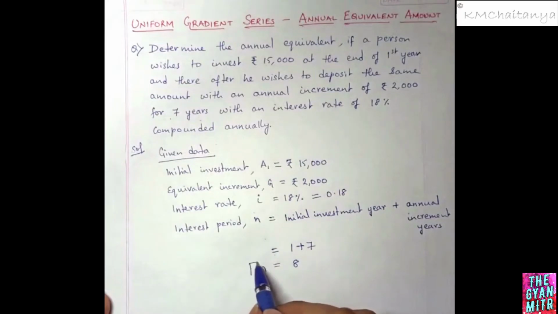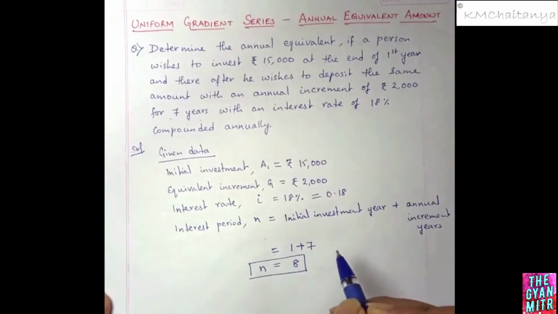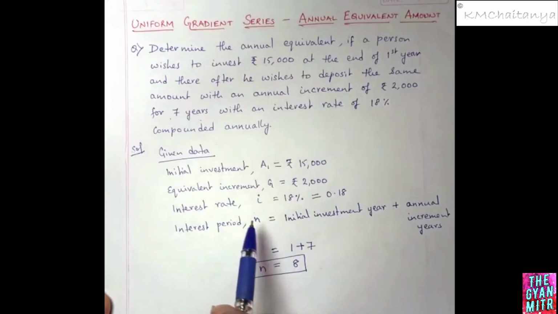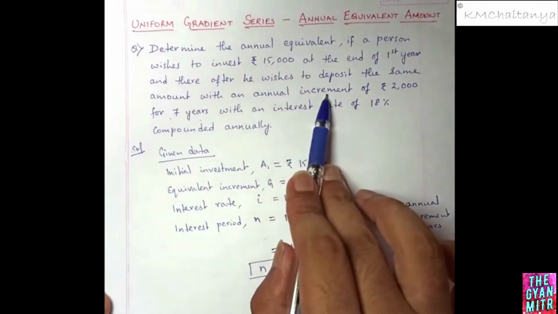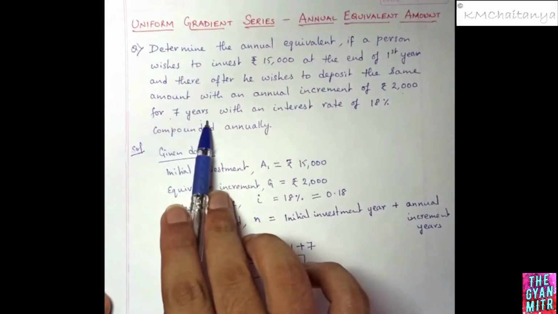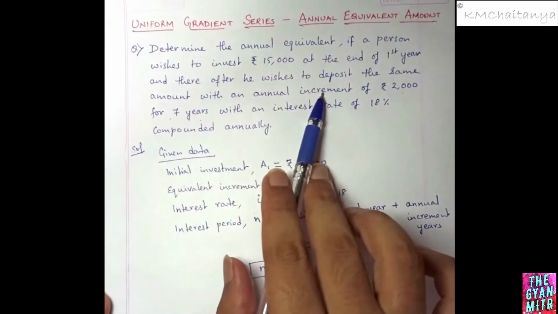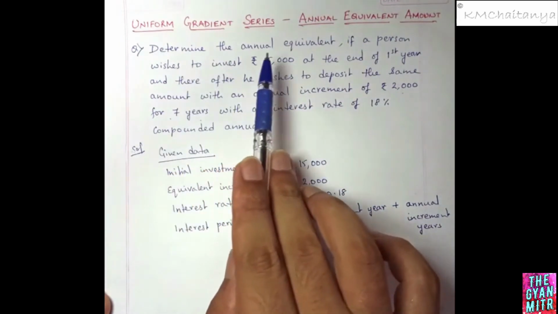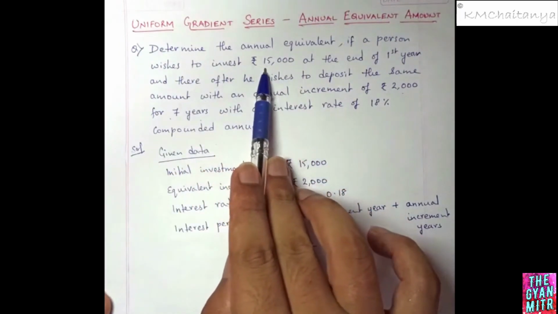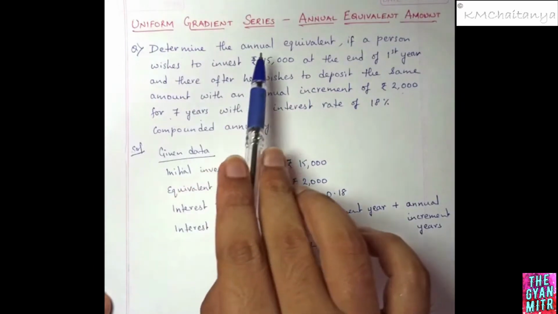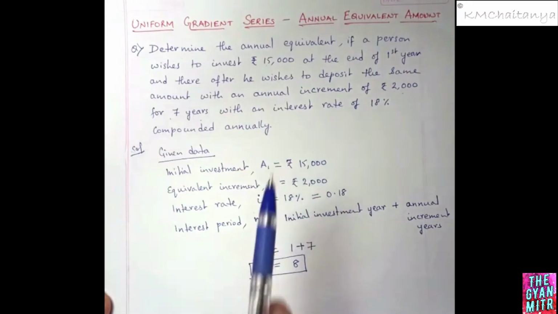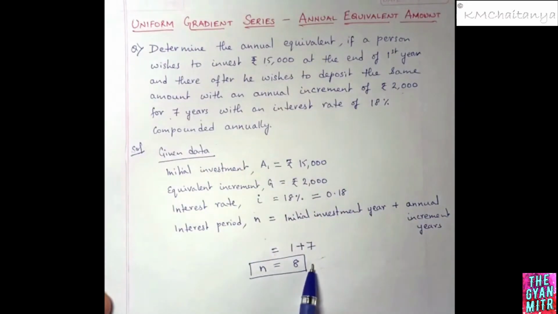So this particular thing is very important. Kindly don't get confused and take the interest period as 7 years, because this is just the annual increment of 2000 for 7 years. But before this annual increment there is a 1 year investment of 15,000. Therefore 7 years of annual increment plus 1 year of initial investment. So the total investment period will be 8 years.